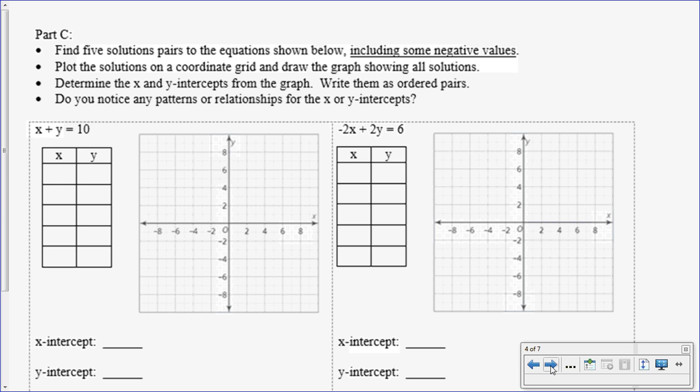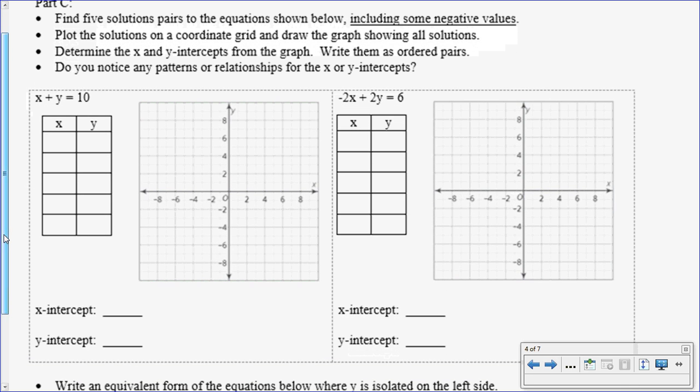It says find 5 solution pairs to the equations below, including some negative values. Okay, so pick negative values for x and solve for y. Plot the points on the coordinate grid and draw the graph showing all the solutions. So you're going to plot the points on these graphs. Determine the x and y intercepts from the graph, which you'll write below where it says x and y intercept right here. Okay. And do you notice any patterns or relationships for the x or y intercepts?